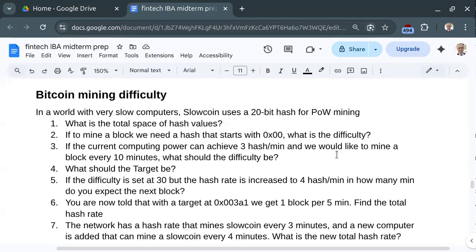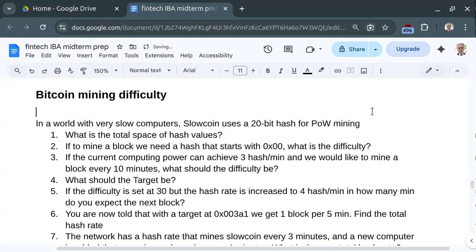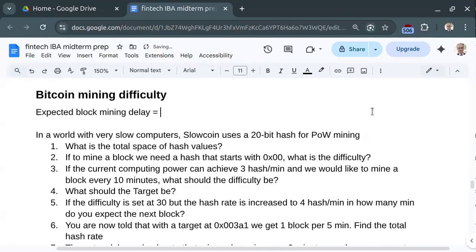Okay, so the main equation that you need to remember here is that the expected block mining delay is equal to the difficulty divided by hash rate. That's the equation you need to remember.